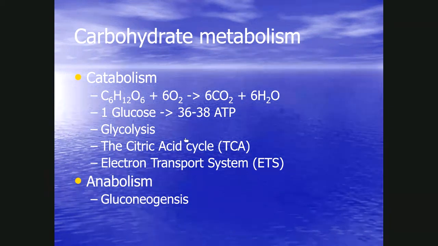Now, the pyruvic acid is what can enter into the mitochondria. And once we're in the mitochondria, we have two steps. We have the citric acid cycle, also called the TCA cycle, also called the Krebs cycle. The first intermediate in this process is citric acid, like vitamin C. Overall, in the citric acid cycle, we're going to use a lot of these molecules and we're going to recycle them.